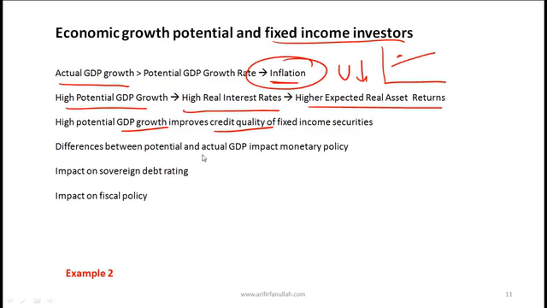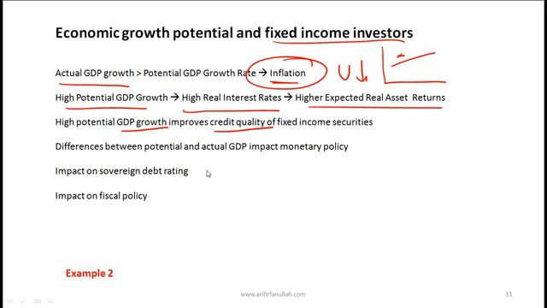Differences between potential and actual GDP impact monetary policy. So we saw this at level 1, where when actual GDP is greater than potential, that creates inflationary pressures, and obviously the monetary authority will try to pull back and put some brakes on the economy, which will potentially impact interest rates and inflation rates. So as a fixed income investor, we need to be aware of this.